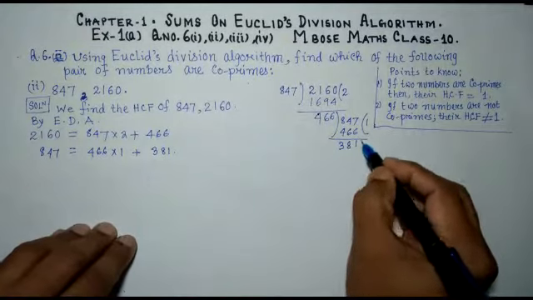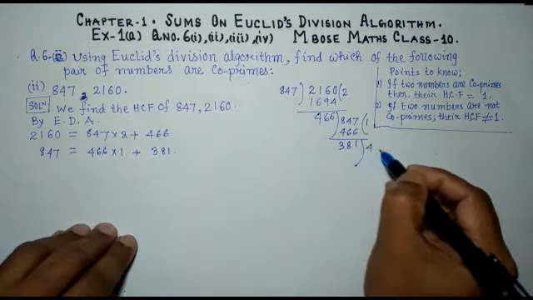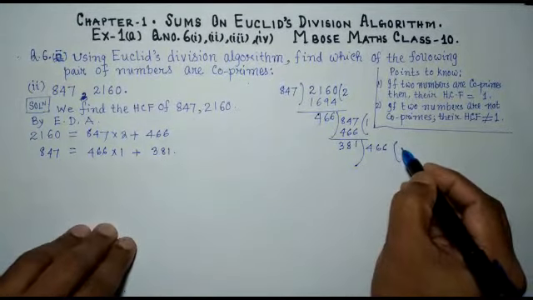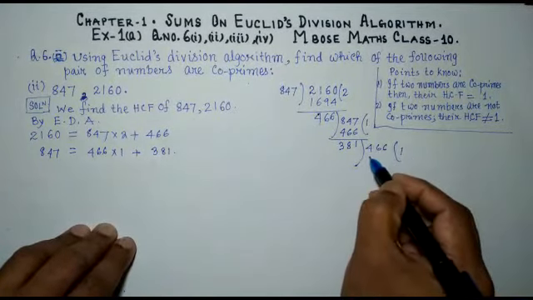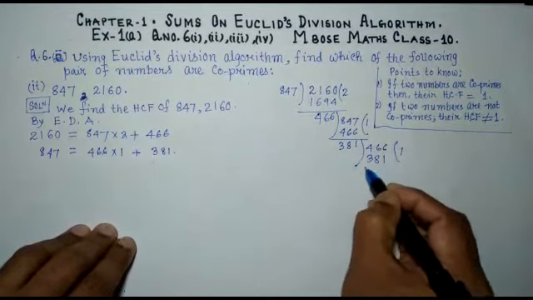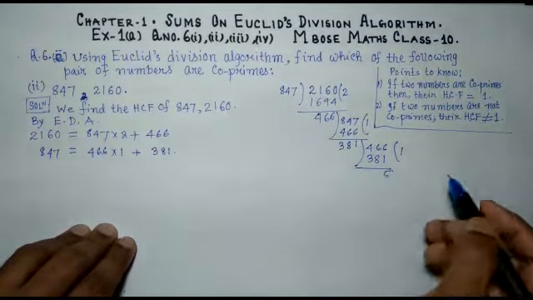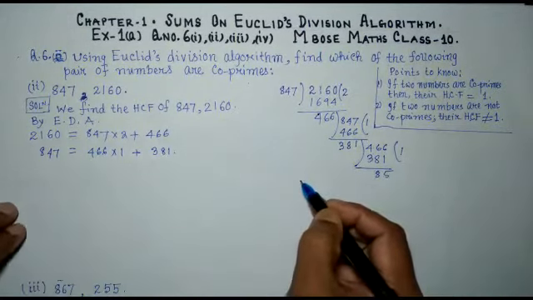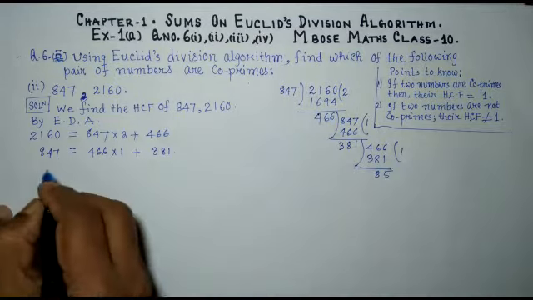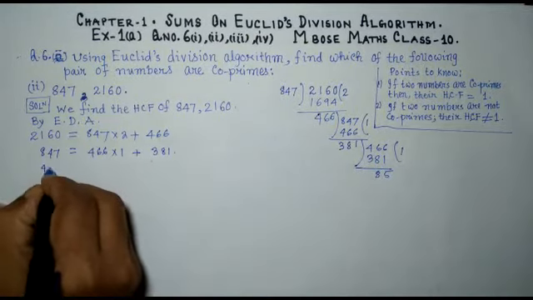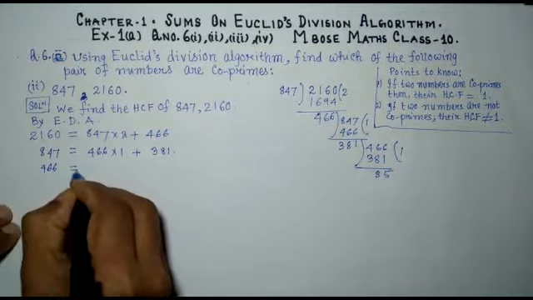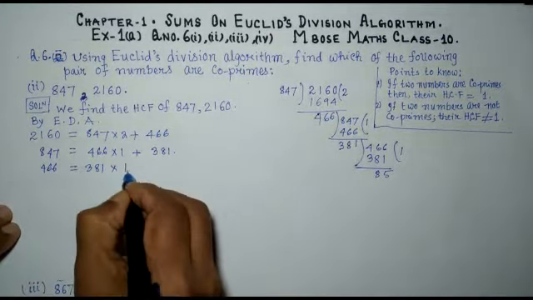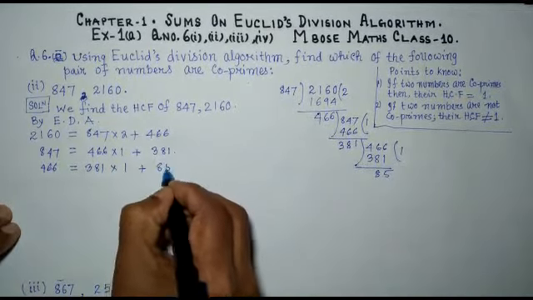So now bring this 466, it is only one time, it is very clear. So it will be 381. Subtracting, we get 85. So we write for this division: 466 is the dividend, divisor is 381 into the quotient 1 plus remainder 85.